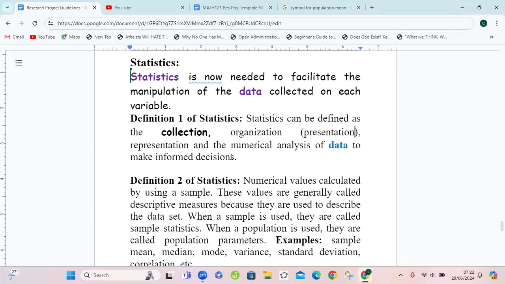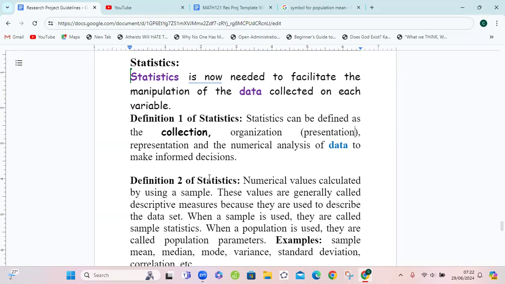Decisions meaning with regards to the hypothesis that was stipulated, to validate its authenticity, so that the research question can be answered empirically in the conclusion. So that's viewing statistics as a process.